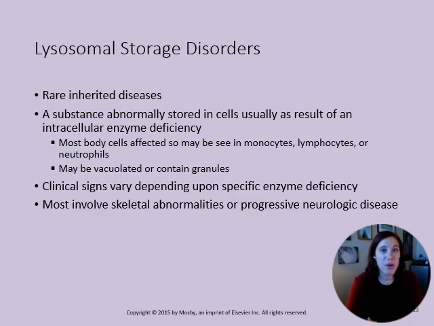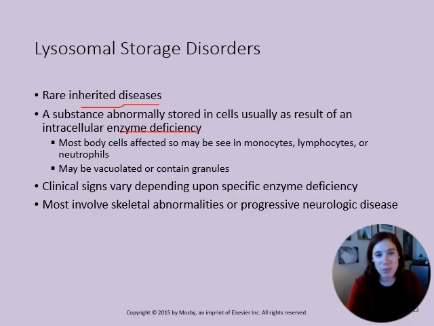And so we can see this due to the storage gone wrong, when there's a disorder or a deficiency. It's a rare and inherited disease. And the substances are abnormally stored in the cells, which usually results in an intracellular enzymatic deficiency because they can't get rid of it. So most of the body cells are affected, but we can also see it in monocytes, lymphocytes, or even neutrophils. When we see this, they could possibly have vacuoles or contain some granules.